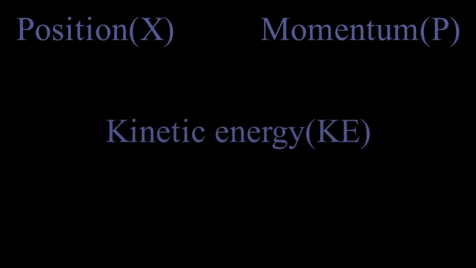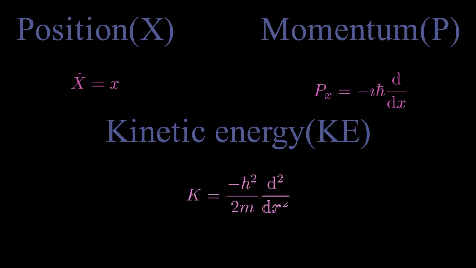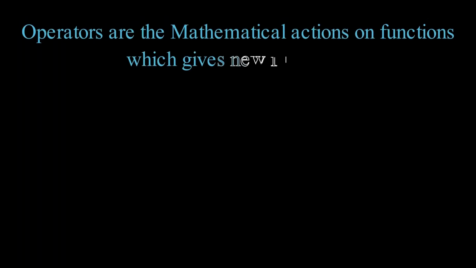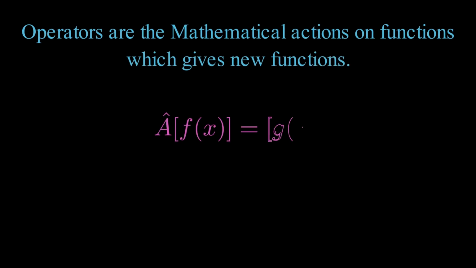The physical quantities like position, linear momentum, and kinetic energy have certain operators associated with them. Operators are mathematical actions on functions which produce a new function. For example, when operator A operates on f as a function of x, then we get a new function g as a function of x. So, squaring can be an operator as well as differentiating can also be an operator.